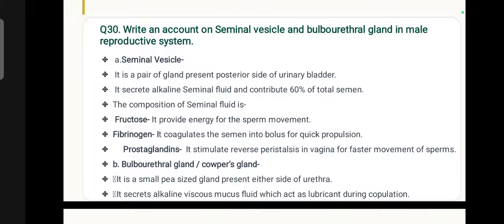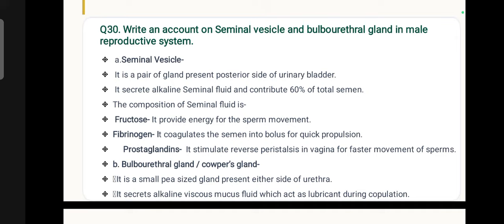It secretes alkaline seminal fluid and contributes 60% of total semen. Its composition is fructose, fibrinogen, and prostaglandin. Fructose provides energy for sperm movement. Fibrinogen helps in coagulation of semen. Prostaglandin stimulates reverse peristalsis in the vagina for faster movement of sperm.